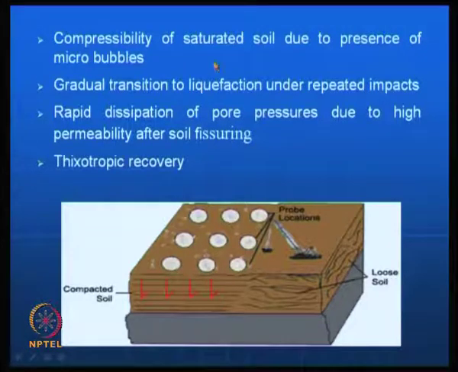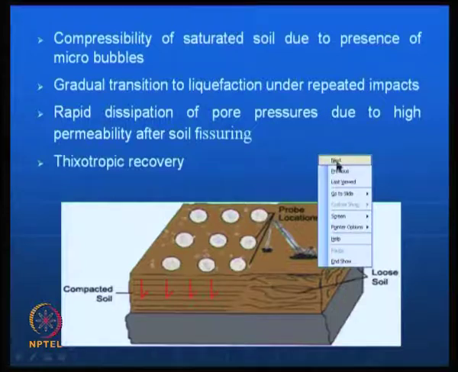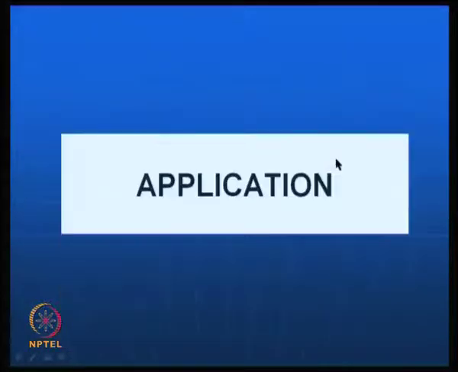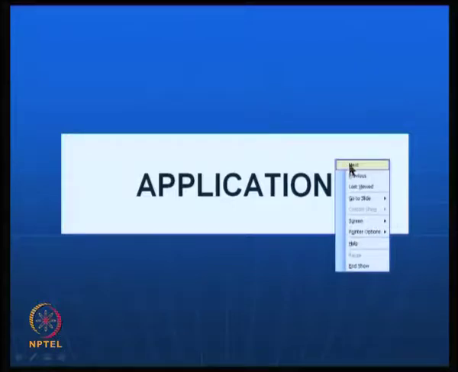tampings. So, the mechanisms of dynamic compaction are that the compressibility of the saturated soil due to presence of micro bubbles is helpful. Gradual transition to liquefaction and repeated loadings also helps, because this is also accompanied by some pore pressure dissipation later. This is also aided, for example, in some cases by soil fissuring because of the impact loads, and permeability gets increased. So, these are all factors that could lead to better performance from the dynamic compaction.